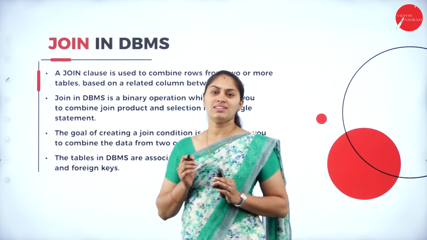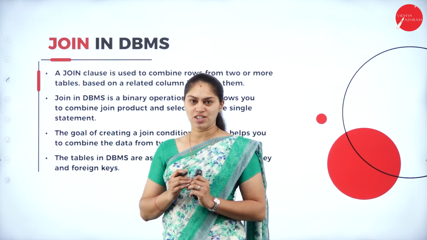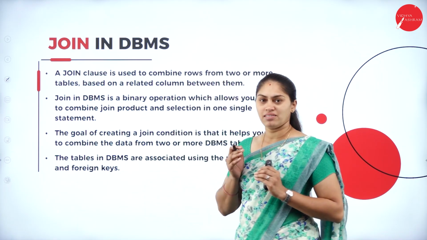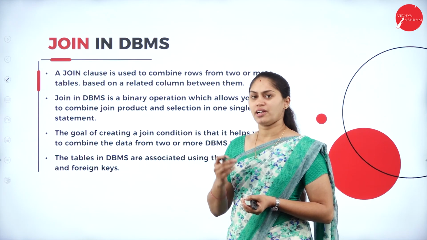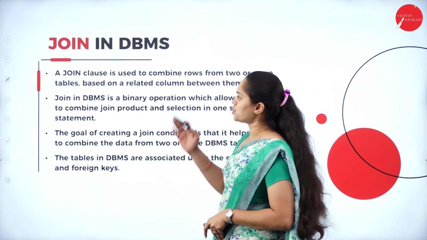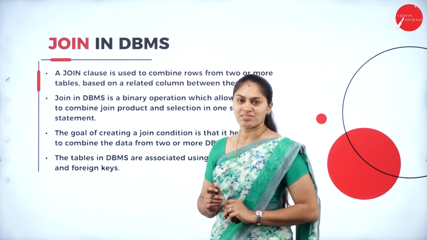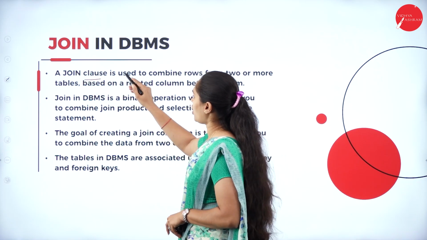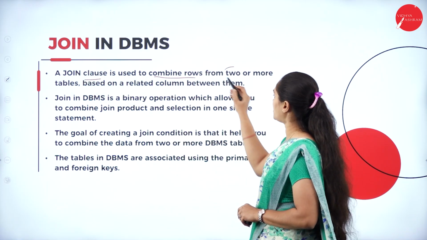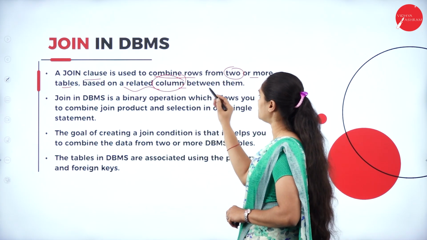So till now we have learned about some of the algebraic operations on the relation. We have learned about set operations and also some of the basic or fundamental relational operations. So now we are going to understand what this join is. Here you have a definition of join. Join clause is used to combine the rows from two or more tables based on a related column between them.